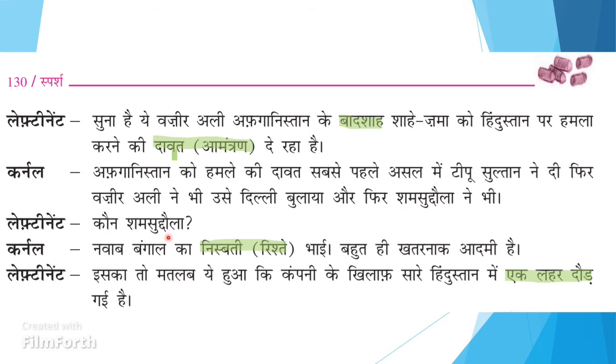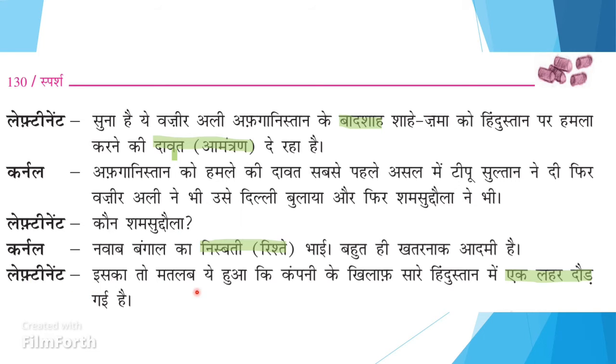Lieutenant asks, who is Shamsuddaulah? Colonel says, he is a distant relative of the Nawab of Bengal. Nawab means king of Bengal. He is a very dangerous man. Now this Shamsuddaulah is also a very dangerous man.